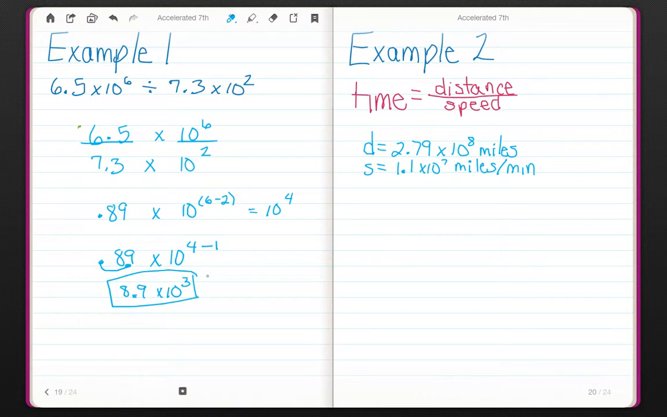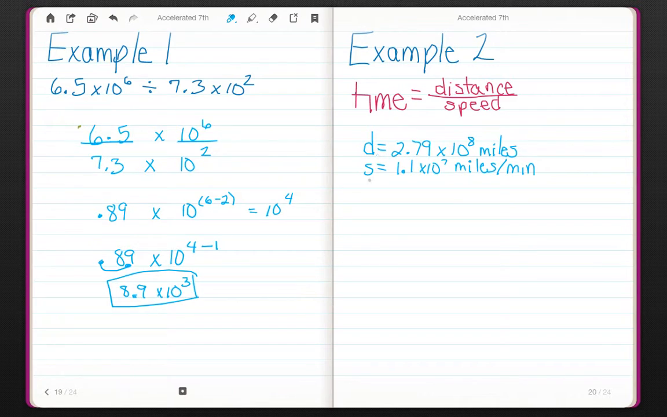Okay, so example 2, let's put this into practice. When we calculate distance, time, and speed, the time something takes to get somewhere is distance divided by speed. So for example, the distance between the sun and a comet is about 2.79 times 10 to the 8th miles. Light travels at about 1.1 times 10 to the 7th miles per minute. So how long does it take the light from the sun to reach the comet?